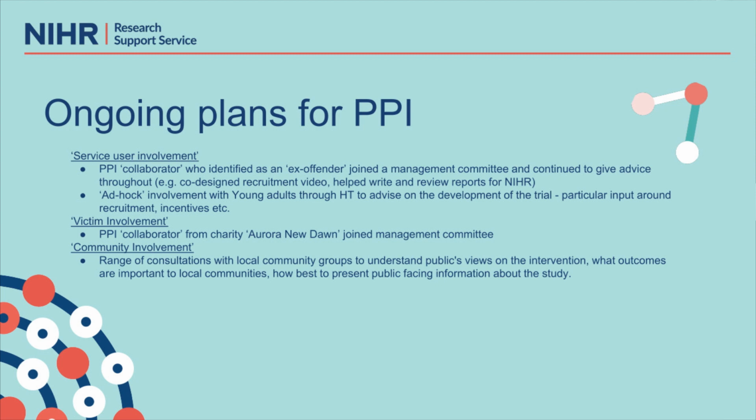We also did quite a lot of ad hoc involvement with young adults. So exactly the same format as I just described, but the groups would change each time because those particular young people often weren't particularly interested in committing to coming to more than one group. So we would just join forces with Hampton Trust and attend a different workshop with them. We also felt it was important to ensure victim perspectives were represented. So we partnered with a charity who represented victims of crime, and they were able to support and advocate for victims. And lastly, we felt it was really important for the wider community to have a say in this project. So we plan to undertake a range of consultations with community groups and leaders about the intervention and about the research.